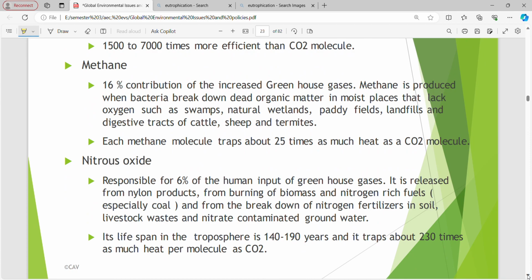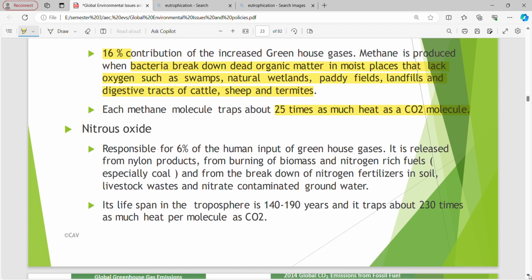Next is methane. 16% of the contribution of the increased greenhouse gases is methane. Methane is produced when bacteria break down dead organic matter in moist places that lack oxygen, such as swamps, natural wetlands, paddy fields, landfills, and the digestive tract of cattle, sheep, and termites. Each methane molecule traps about 25 times as much heat as a CO2 molecule.